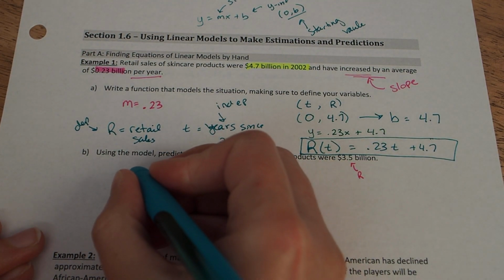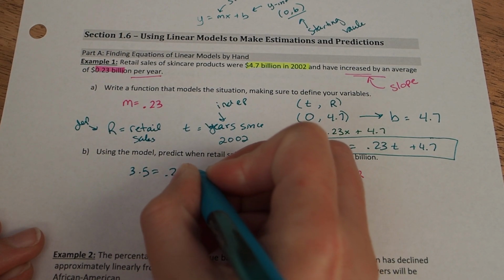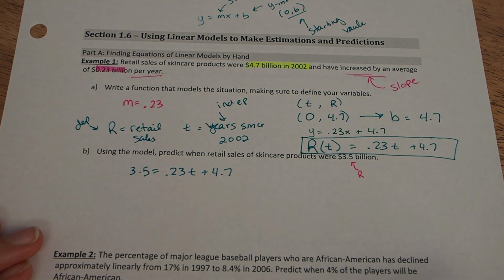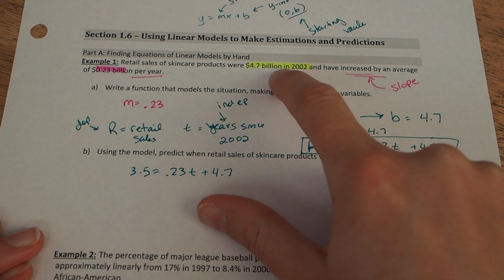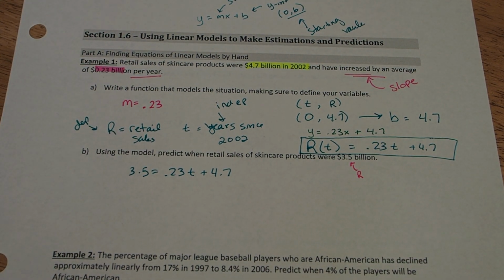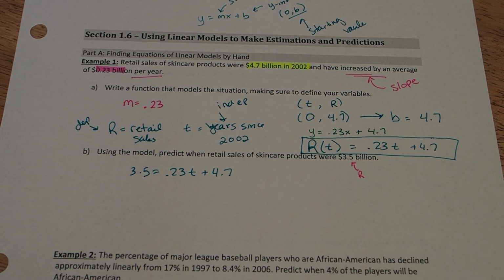Okay, so we'll start with 3.5 equals my 0.23t plus 4.7. Notice that the units everywhere are billions. The units match up, so I'm assuming all the units are the same. If one of them was millions, I'd have to convert it so they were all the same, whether it was billions or millions or whatever.